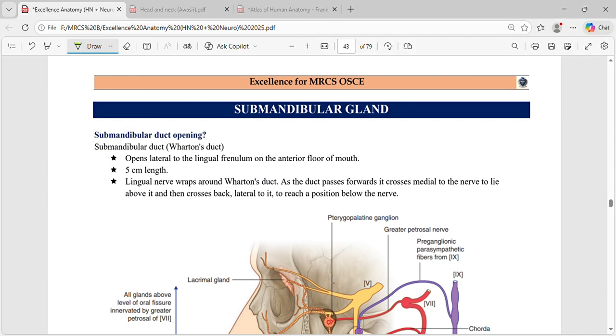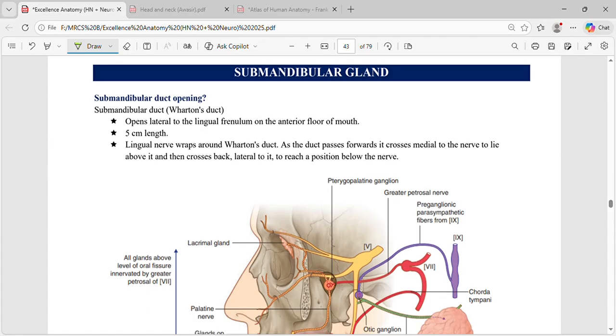Another, the submandibular gland duct opening. The submandibular duct is called Wharton duct, and it opens lateral to the lingual frenulum on the anterior floor of the mouth. It is 5 centimeter in length, and the lingual nerve wraps around the Wharton duct. This is important. As the duct passes forward, it crosses medially, meaning it is medial to the lingual nerve, and it goes above it and then crosses back. So it goes above the nerve and then crosses again back below the nerve to reach a position below the nerve.